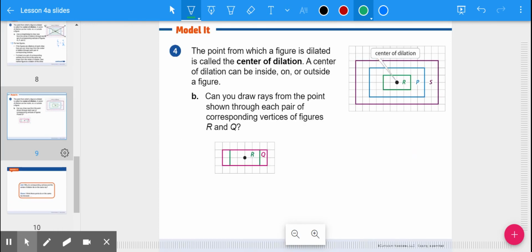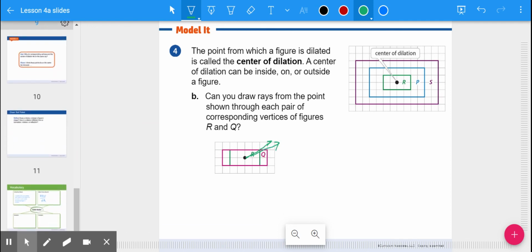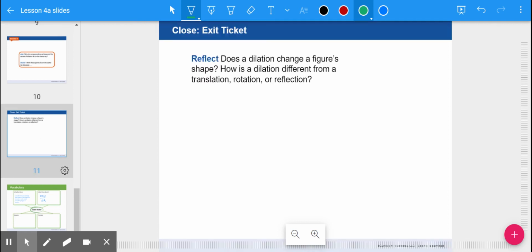So finally, based on this center of dilation, can you draw rays through each pair of corresponding vertices for P or R and Q? No, you cannot. They are not the same. So one of them is not a dilation. And that's kind of our intro to dilations here. It's getting bigger, but it's getting bigger by the same amount each time for the side lengths.